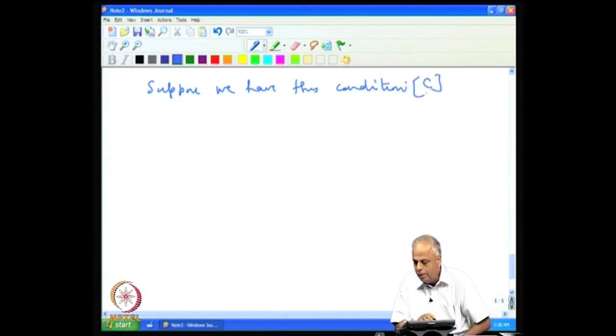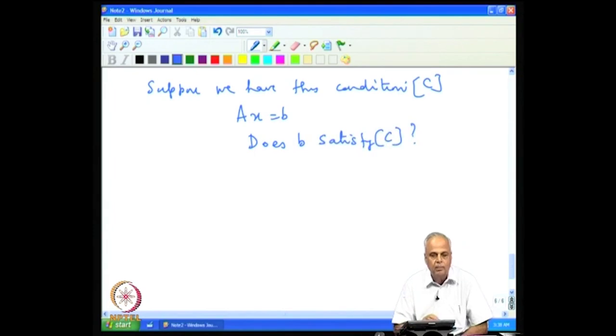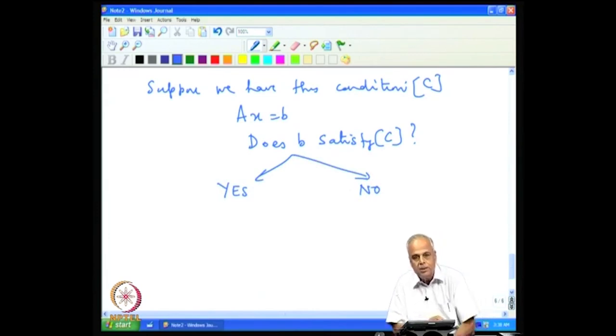Then given any problem, any b, any problem like this, Ax equal to b, the first question that we will ask is, does b satisfy C? Now, obviously, there are two possible answers for this. We may get an answer yes, and we may get an answer no. So, let us discuss what we can do in both these situations.